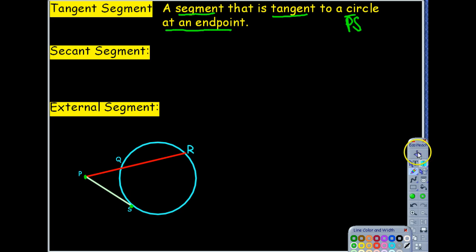Love it. Okay, now, a secant segment, again, we talked about secants before, and secants are part of a line, but they intersect a circle at two places.